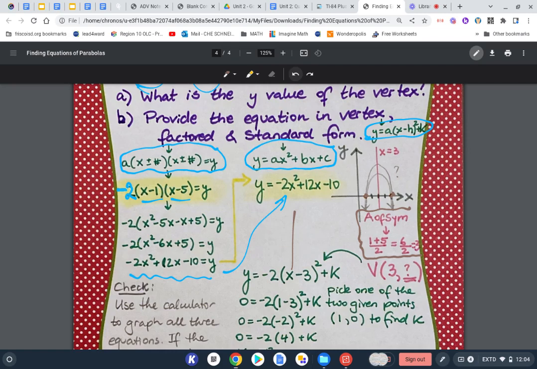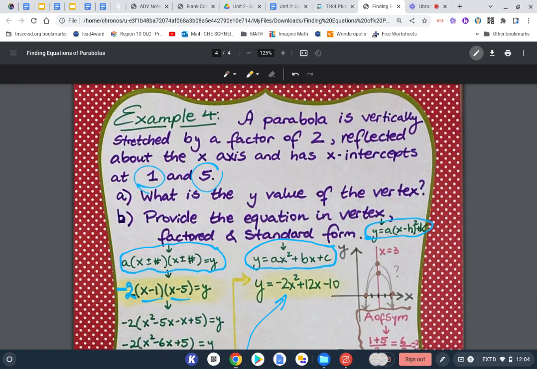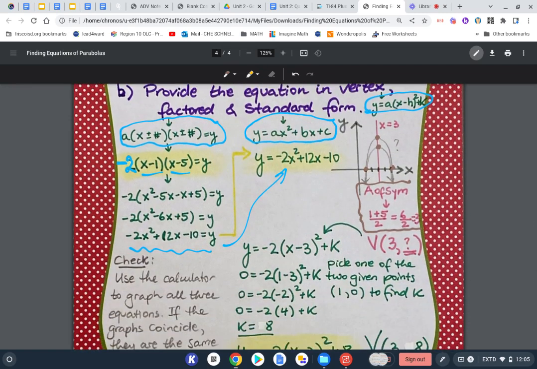And then you're done. That's what happened. 1 plus 5 right here divided by 2. And that leaves you with 3 for your axis of symmetry, x equals 3. Now, my problem, however, is I don't know where my maximum is going to be. How do I know it's my maximum? Well, it says reflected about the x-axis. So that means the parabola is opening down. I do know I have a maximum. I just don't know where.